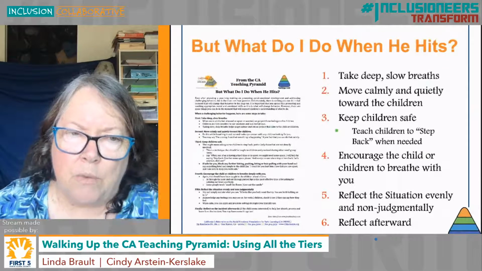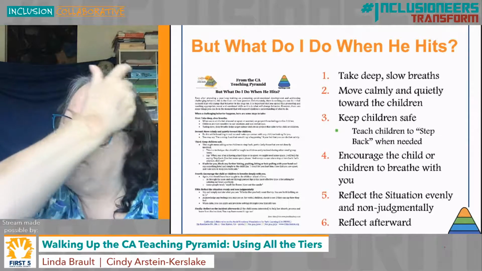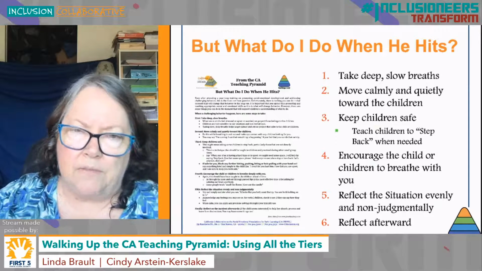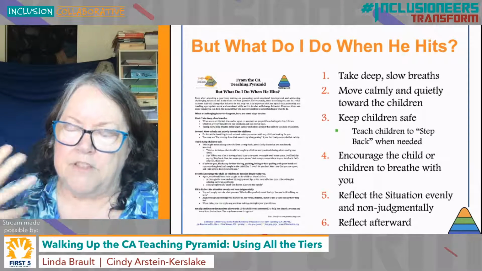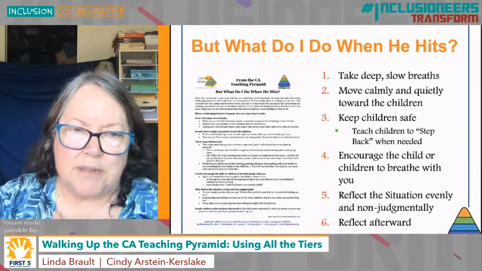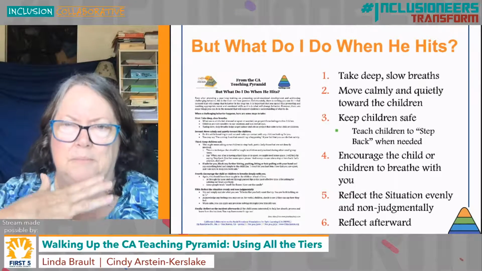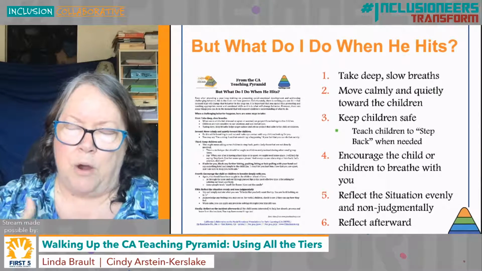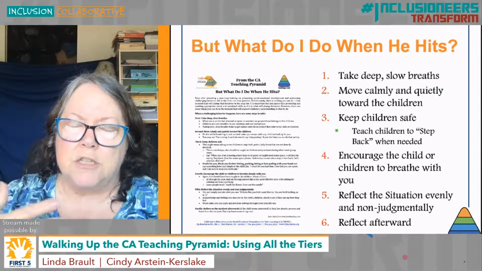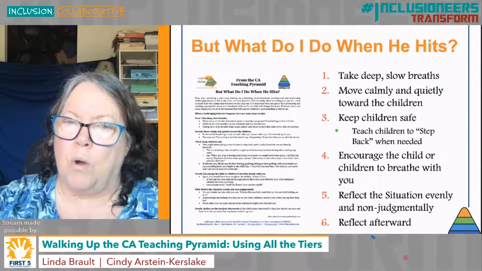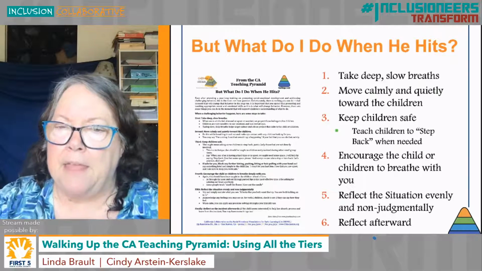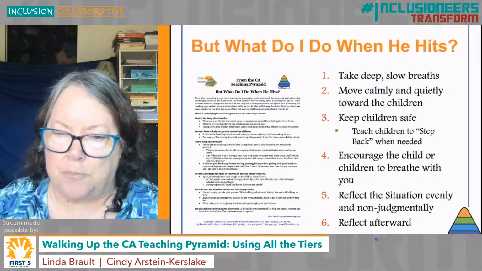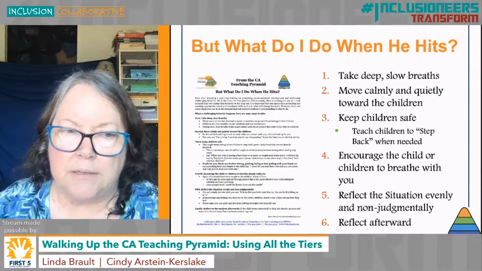And we also have a relatively new handout that helps, again, outline some steps that we can take when a child is having an aggressive or physical response. So this is just something that talks about how we as the adult take our deep, slow breaths, because we've got to get calm first. We are projecting our emotions to children. So when we move toward them, we should be moving calmly and quietly and really thinking about that. And then having the children breathe with us, reflecting the situation evenly, non-judgmentally, and then reflecting afterwards.